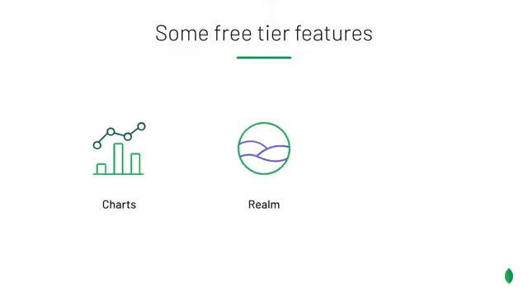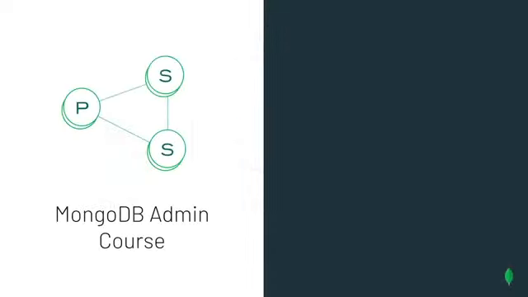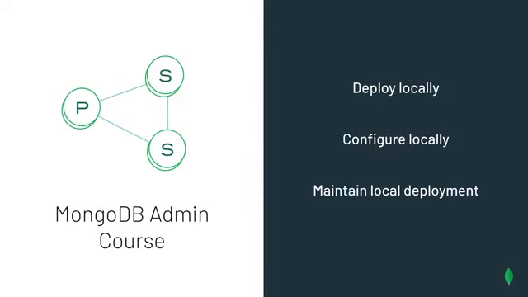Under the free tier, you'll have access to a subset of Atlas features like charts and Realm, which we'll discuss later in this course. If you're learning how to use MongoDB or creating small-scale applications, a free tier is a great option for storing your data. If you want to learn how to deploy, configure, and maintain database servers locally, independent of the cloud and cloud providers, we highly recommend that you take the M103 Basic MongoDB Administration course on MongoDB University as your next step.